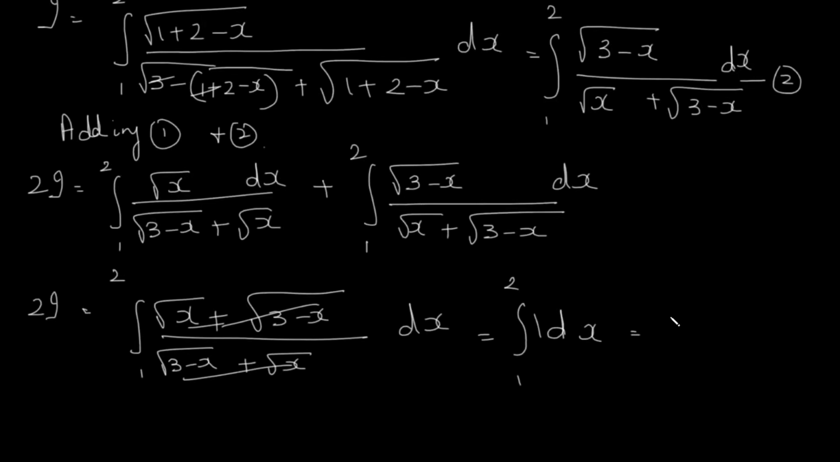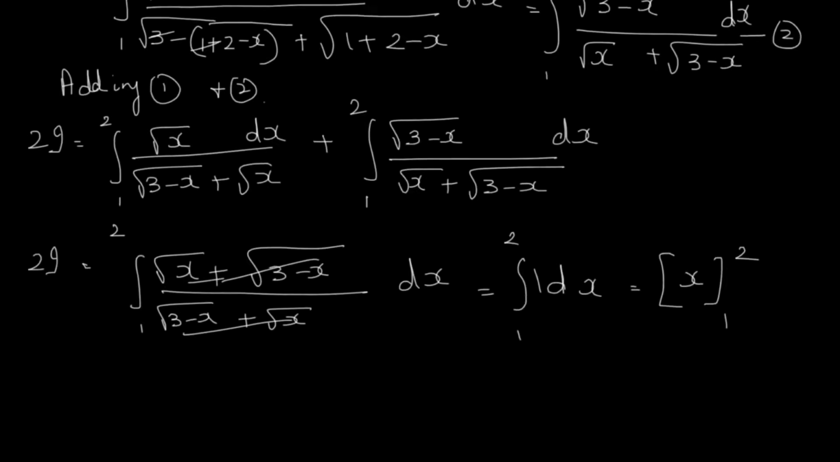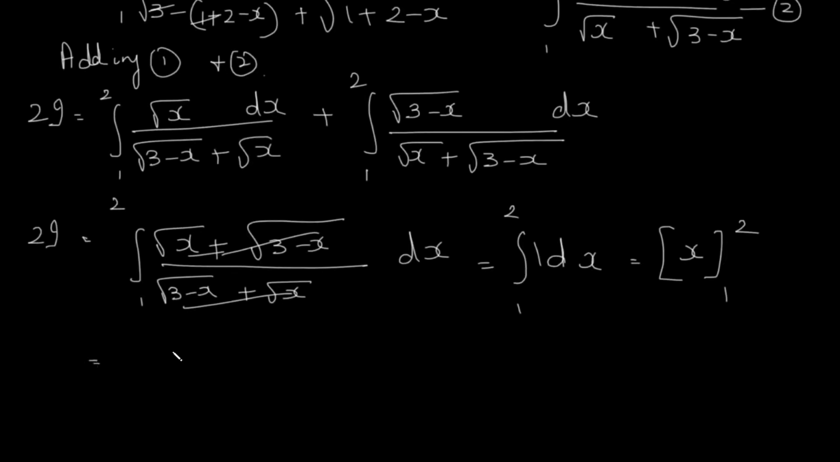Okay. So upon solving it, we are going to get x from 1 to 2, and then solving it further, we are going to get 2I is equal to the upper limit, that is 2 minus 1, which is 1, and therefore I becomes 1 upon 2. Okay. Now this was question number 5.